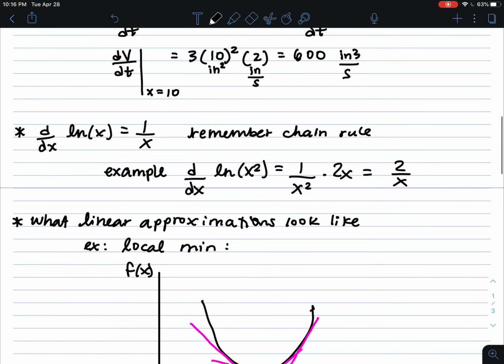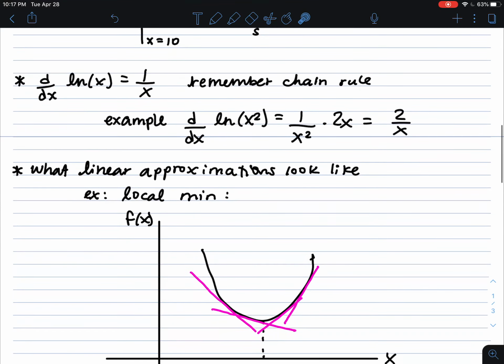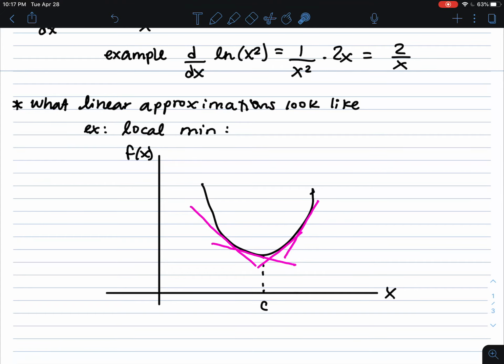All right. I also want you guys to remember that the derivative of the natural log of x is 1 over x, and to remember to use the chain rule if x is anything that's not just x. So if we were to take the derivative with respect to x of the natural log of x squared, we do get 1 over x squared because it's just 1 over the inside. But then we need to remember to multiply by the derivative of the inside, which is 2x. And if we simplify this, we'll get 2 over x. So that's just a reminder of the natural log and the chain rule.